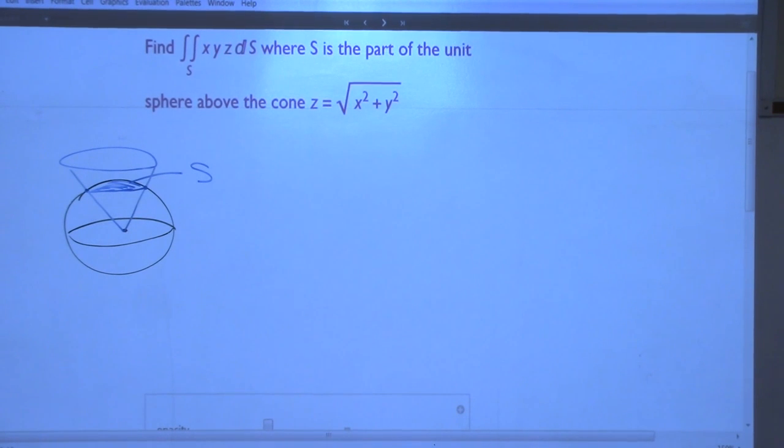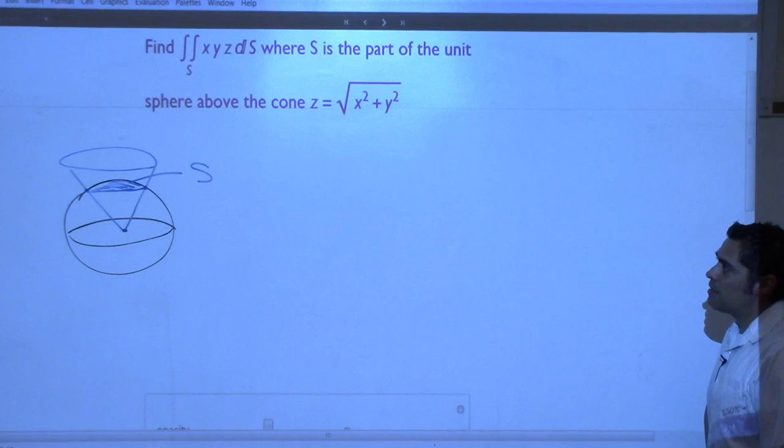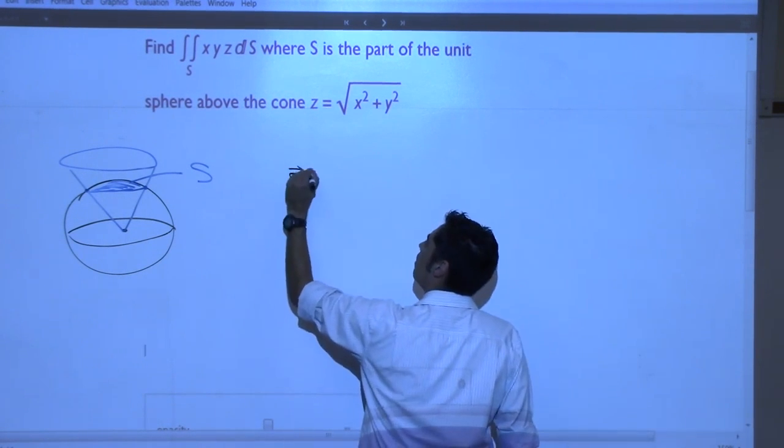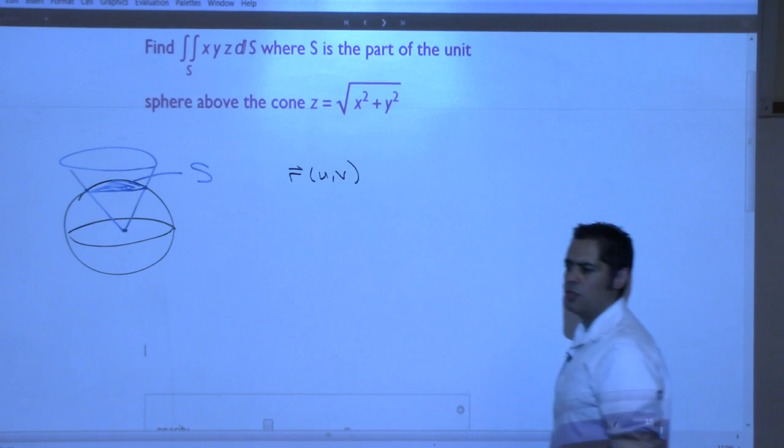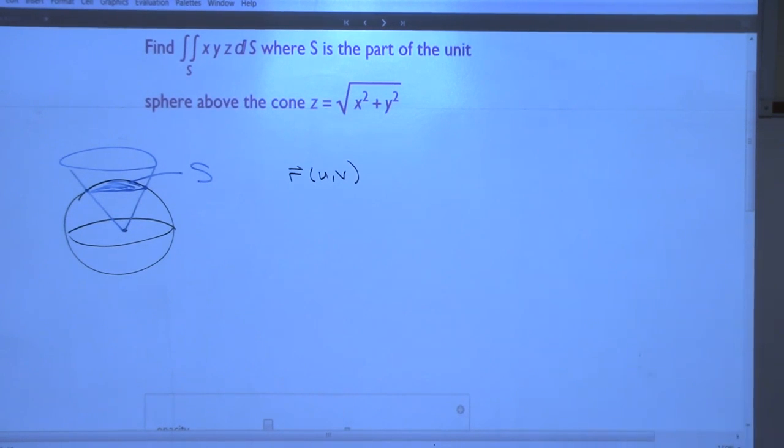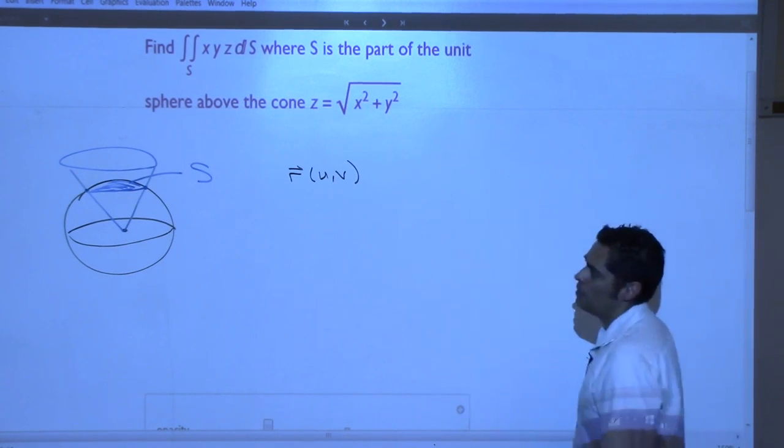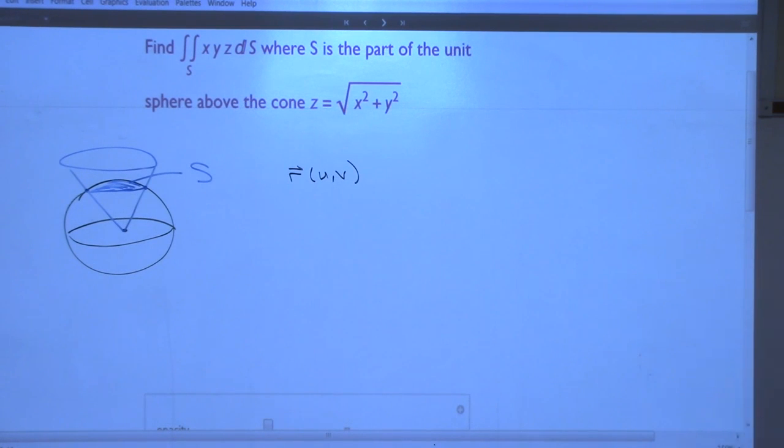So what now? We actually need to find some vector function, r of uv, that will draw just that cap for me. Not the whole sphere, just the cap. So how do you want to draw that cap? How would you draw the sphere if I asked you to draw the sphere? Okay, so you would use the spherical coordinates formulas, right?